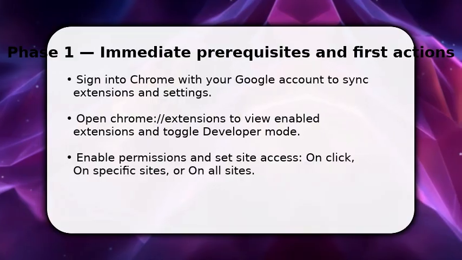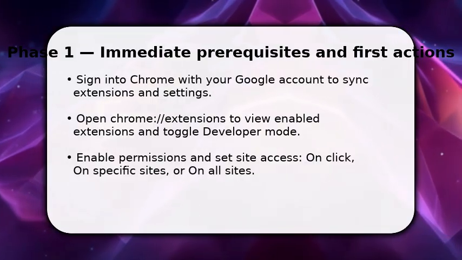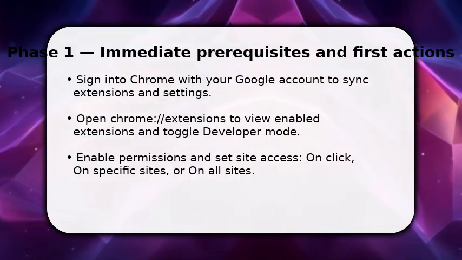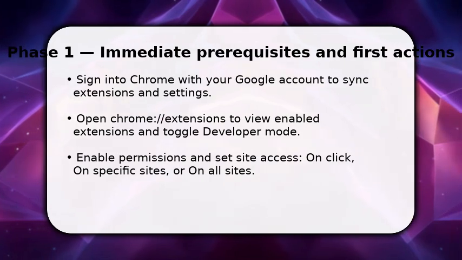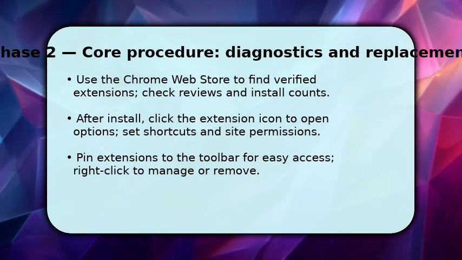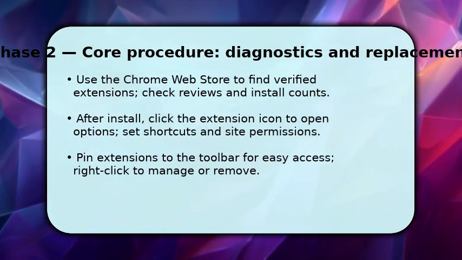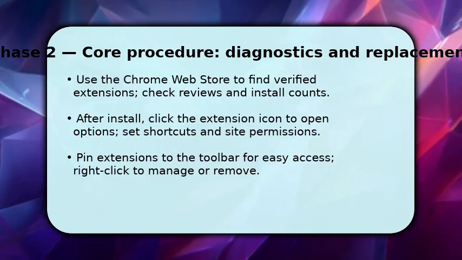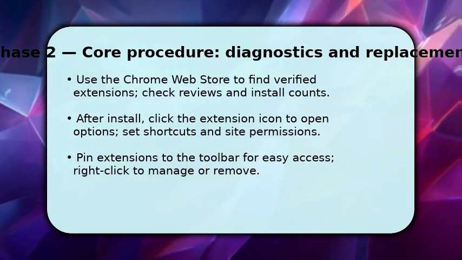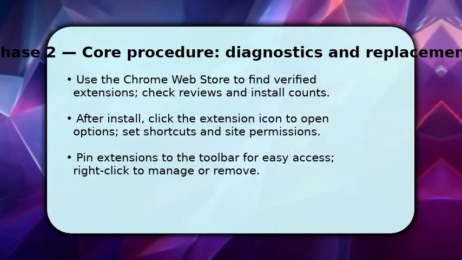These quick steps set up control and safety, so installations later behave predictably, and you can revert changes without hunting through menus. You'll search the Chrome Web Store for the extension you need, then click Add to Chrome and accept required permissions. Read why each permission is requested before confirming.